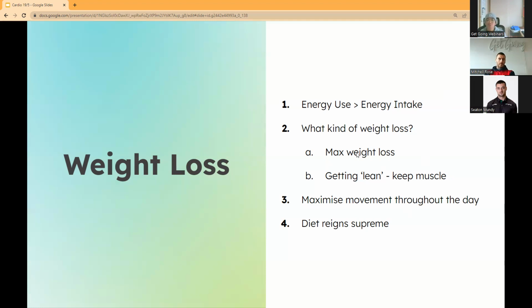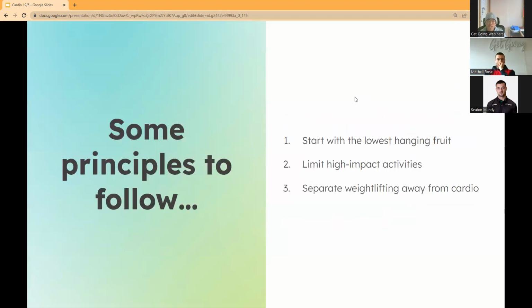But there's 23 hours of the day that you're going to be potentially moving around in, not sleeping, of course, but there's other hours during the day where you might be able to do a bit more movement. And this will also help with the equation in number 1 here, energy use throughout the day. And for people, going back to that example here, you want to start with the lowest hanging fruit.